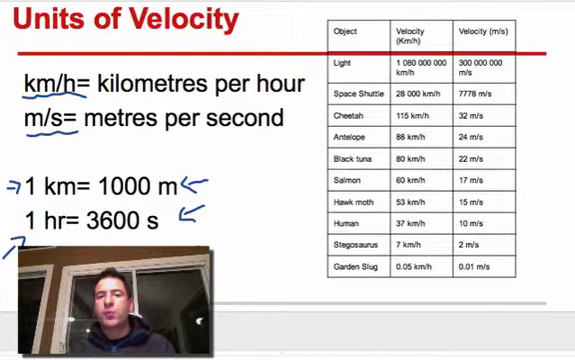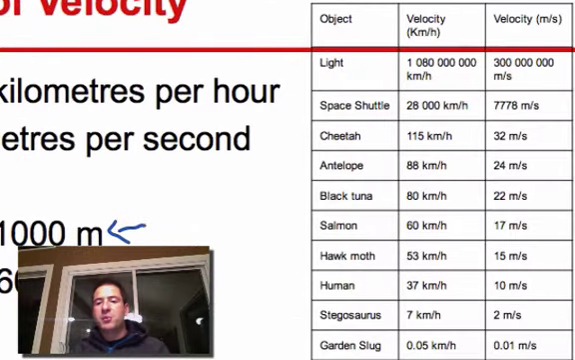If you take a look on the right, there are some objects. We're talking about velocities, and I thought this would be interesting for you to look at. Light travels 300 million meters per second.